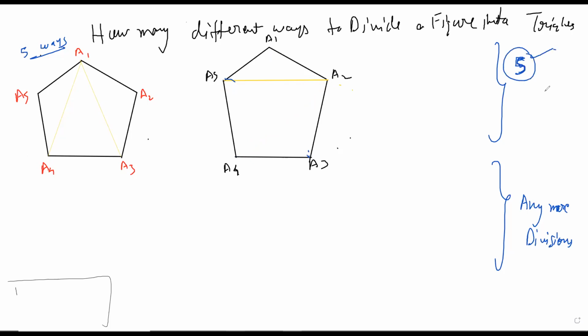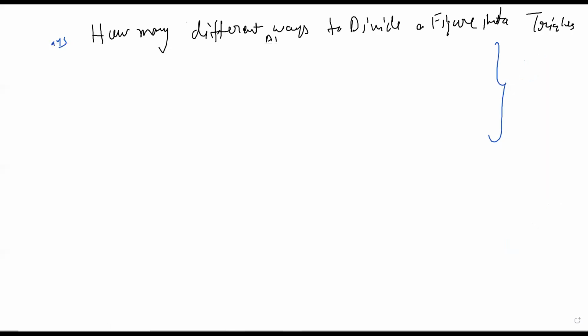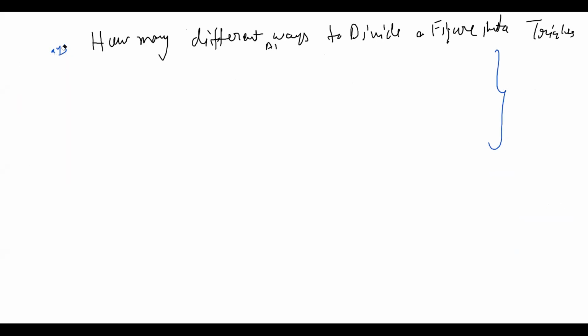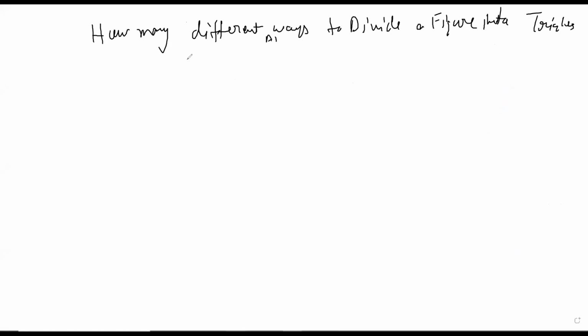Okay, 5 ways to divide. But again, could we use a formula? No, right? We had to explicitly count it. We don't have a better way to do it, isn't it? So for a 5-sided polygon, the answer was 5. Now I'll remove the figure and just write it. I'll note it here, maybe in the corner. For a 5-sided, the answer is 5 ways.